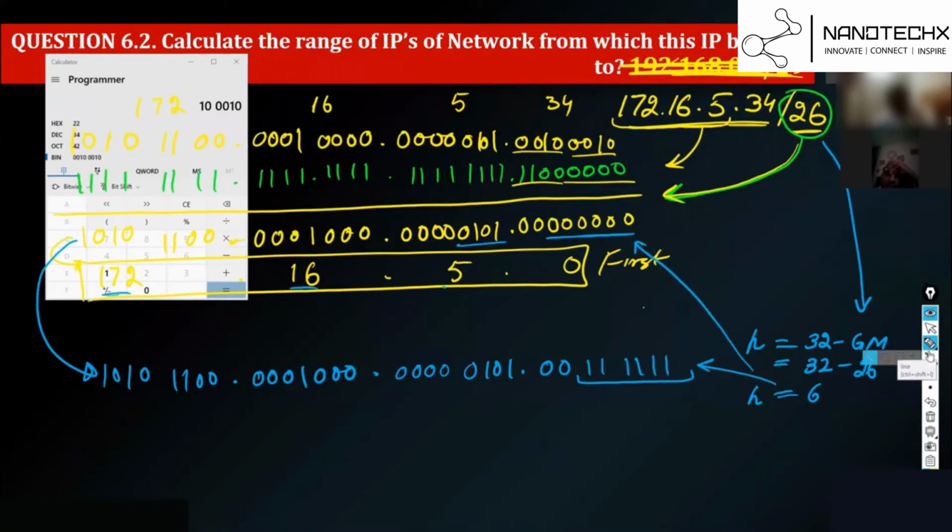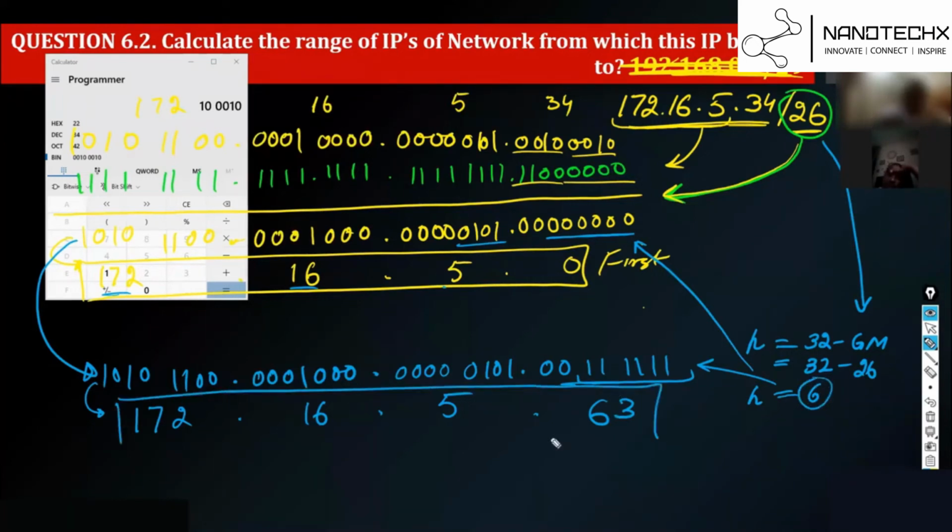Let's convert this back to decimal. This one is 172. This one is 16. This one is again the same 5. And then this one, I can see many people have converted, yes, in decimal it becomes 63. Because from the IP we can also see 2 raised to power 6 is 64, so I know it will be 63. But you have to calculate, you don't have to guess until you are an expert. So this is our last IP address of the range.